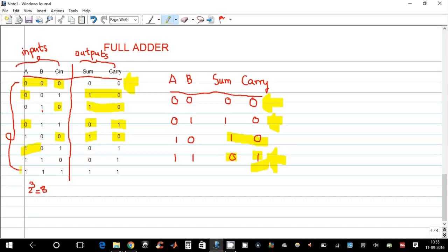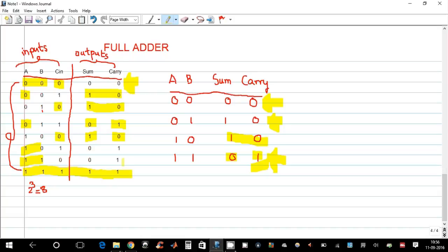Similarly, you can do this for the remaining sets of inputs, and there is one set which has all 3 inputs equal to 1, that is A equal to 1, B equal to 1, and C equal to 1. That generates the sum equal to 1 and carry equal to 1. This is the only one extra addition.